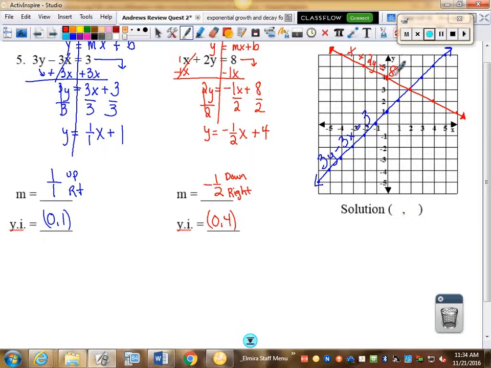Okay, I've done all this work, but I still have not answered the question. The solution right here, make sure you don't leave that blank tomorrow. Make sure you fill that in. 2, 3. Okay.